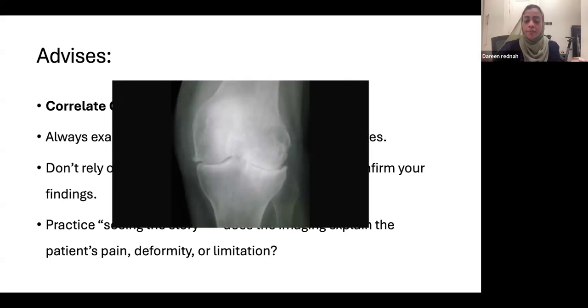So do not base your judgment on images. Base your judgment on your clinical sense. Images are tools, but not a guide for a decision. It's a tool to guide you, but it's not a guide itself for your decision.